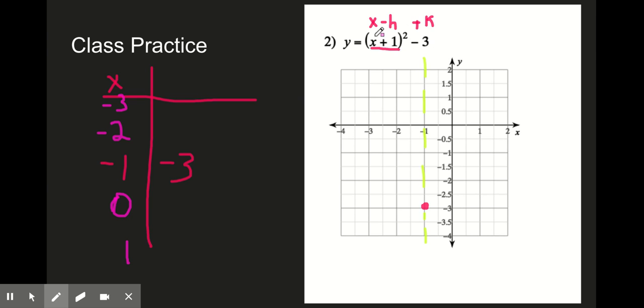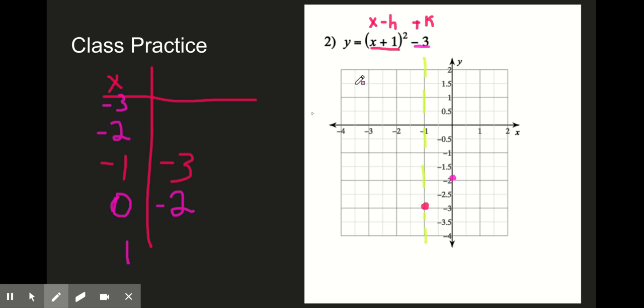Because watch what happens. 0 plus 1 squared. 0 plus 1 is 1. 1 squared is 1. 1 minus 3 is -2, right? So it's still the y-intercept, but it's not like in standard form that this at the end just is the y-intercept. It's not like that with these problems. 0, -2. I would say that's something people get confused a decent amount.